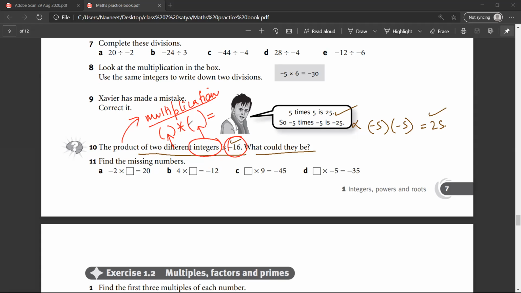Yes, sir. They can be any integer, whatever integer you like. But the product of the two integers that you choose should be minus 16. Okay, sir. Minus 8 and 2. Yes, it can be. Any other combination? Any other combination? Wait, I am thinking, sir.